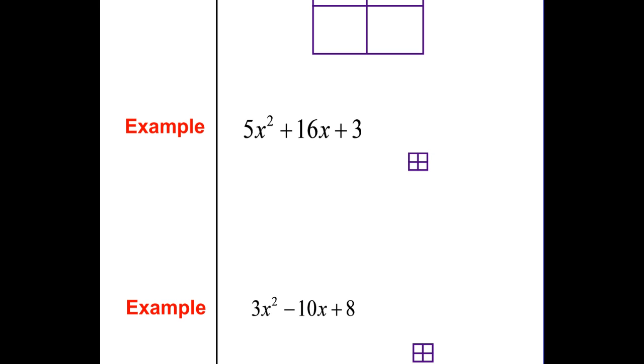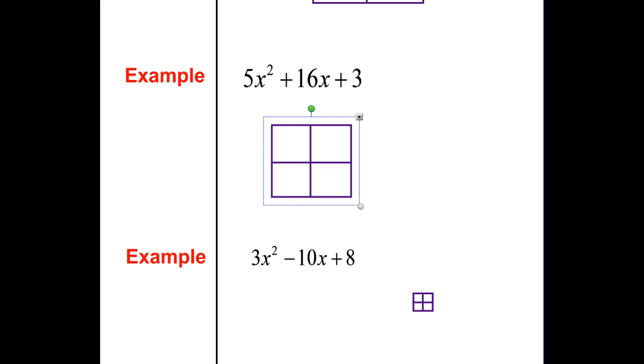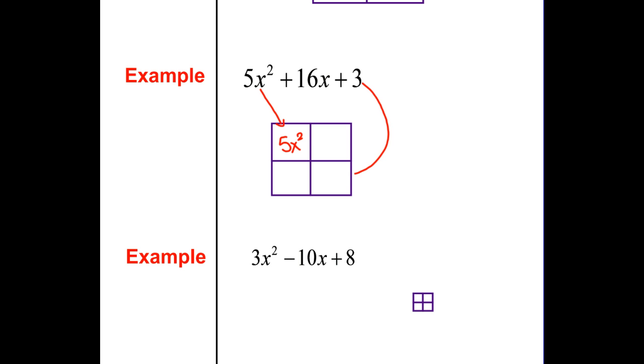What it means to factor is I want to know what polynomials multiply to get me 5x squared plus 16x plus 3. So I'm going to use the box here, and first I need to pull this 5x squared and put that right in my top left. I'm always going to take my constant and put it in my bottom right. So my leading coefficient and variable go in the top left box, and my constant goes in the bottom right box.